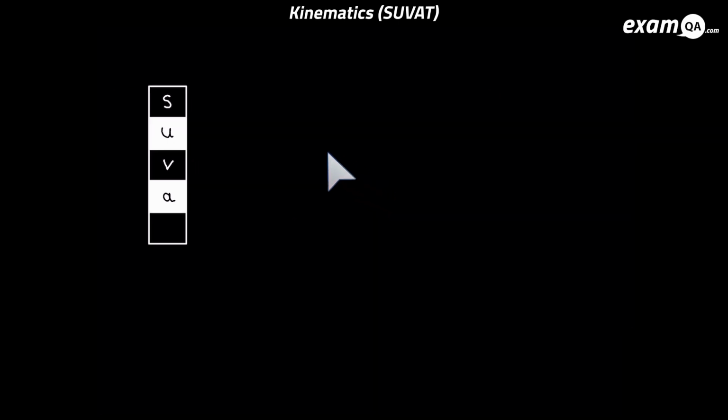Okay, so we've got S, U, V, and A. Now I want you to tell me what formula has these 4 letters in it. So if you've got a question involving these 4 letters, which formula would you use? And you should have said this one. V squared equals U squared plus 2AS.